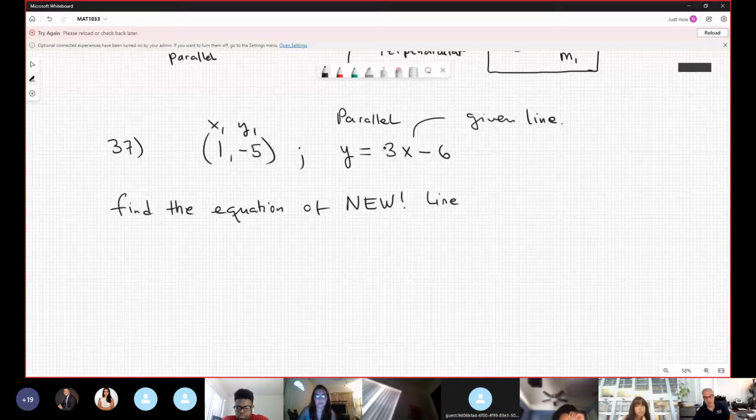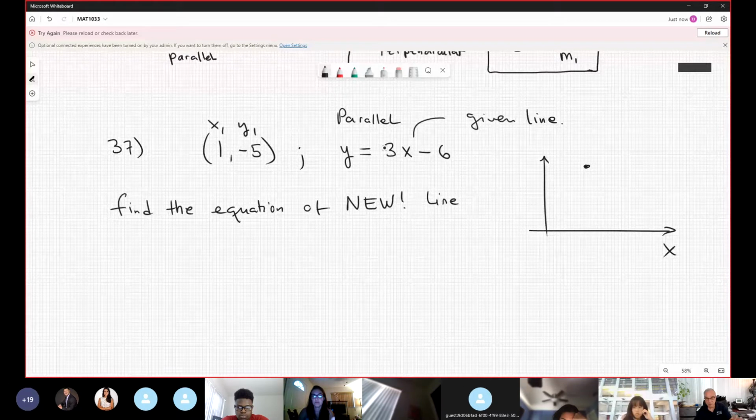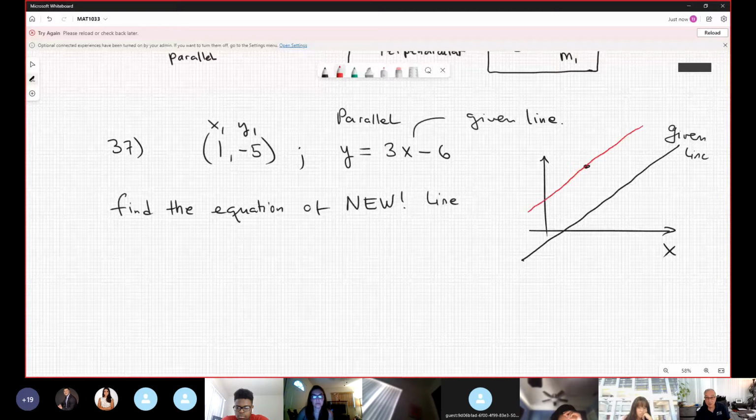I know it's complicated. Let me try a rough sketch to understand the goal of the problem. You have one point, boom, I don't plot it exactly, arbitrary. And we have one line. This is the given line. I need to find the equation of the new line that is parallel to the given line. This is the new one I need to find, passing through the given point. Clear now? Yes. More clear.